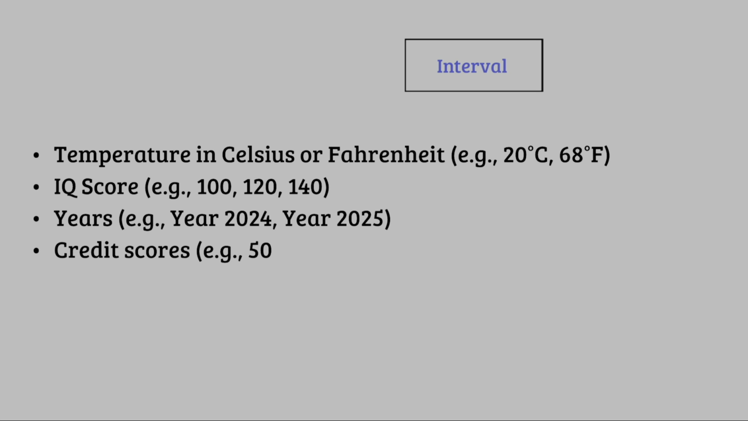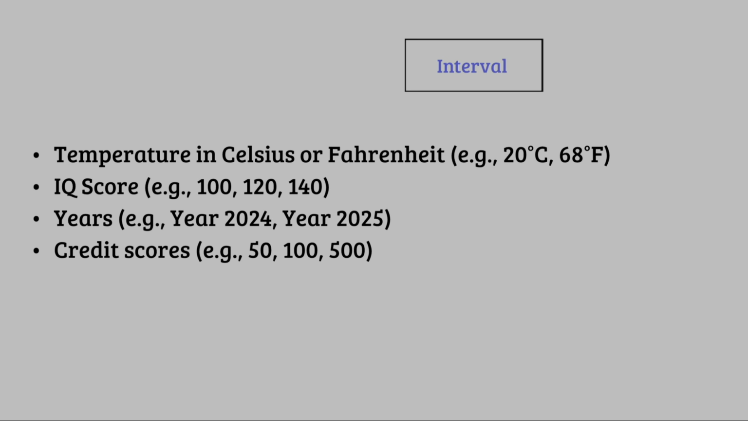Interval data. Interval data is a type of numerical data where the difference between any two values is meaningful and constant, but there is no true zero point. In interval data, zero does not represent an absence of the attribute being measured, but rather a specific point on the scale. Examples include temperature measured in Celsius or Fahrenheit, where 0 degrees does not mean the absence of heat, but rather a specific point on the temperature scale.